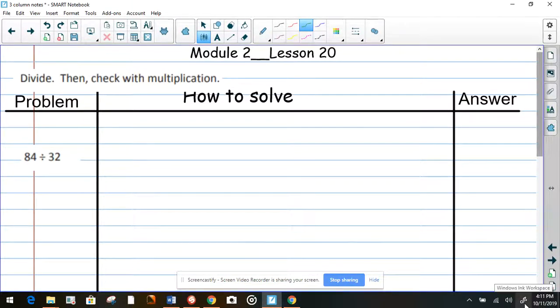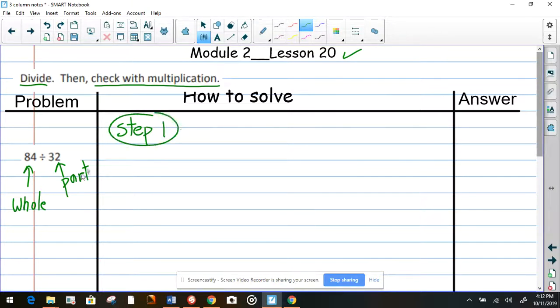Unbelievable. My learners of math, we are now in module 2 lesson 20. Check this out. Now again, we're going to divide straightforward and we're going to check with multiplication. But notice now that the whole number does not have a 10, which means a 0, and the part that we're going to make doesn't have a 0 in it either. So let's look at step 1.